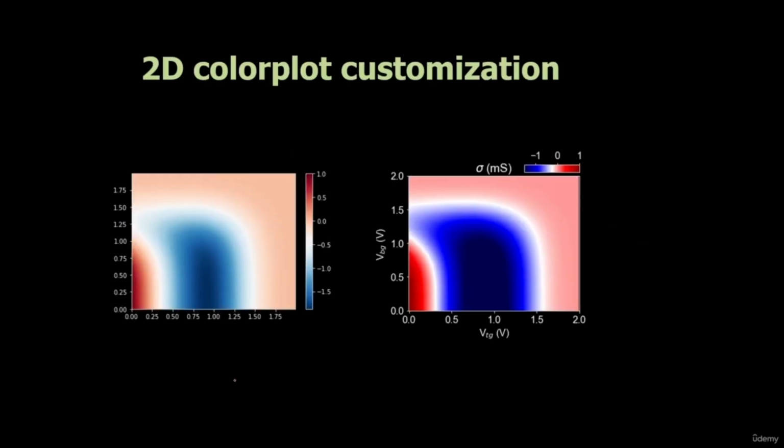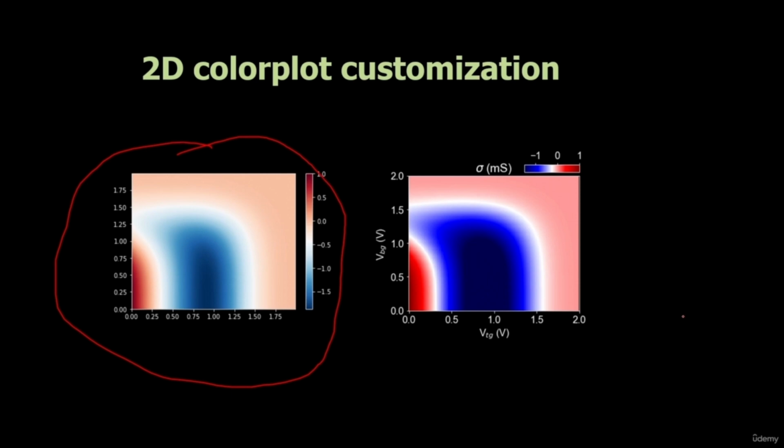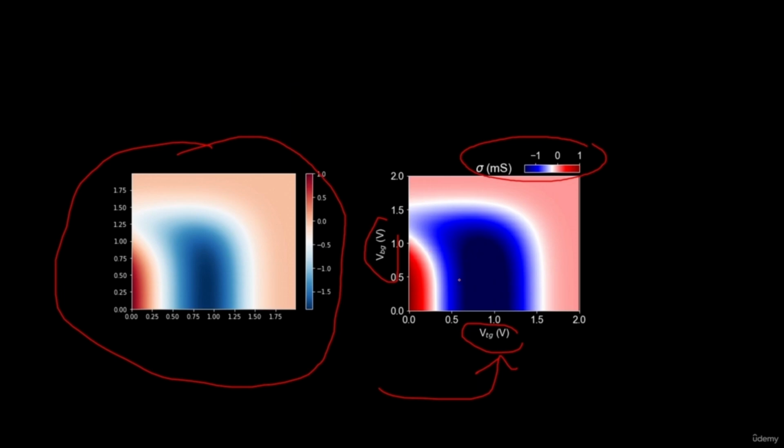In the last video we saw how we can make a 2D color plot. In this video we are going to learn how to customize a 2D color plot, from this to this. As you can see here, the color bar is relocated to a nice position. We have the X label, Y label, and the fonts are large and elongated, and this plot looks much better than this one. So let's learn how to customize a 2D plot.